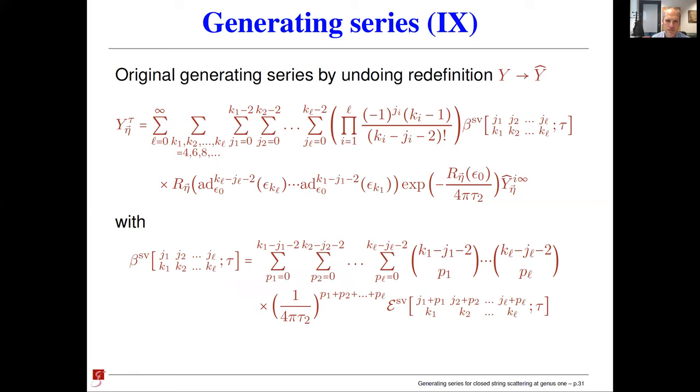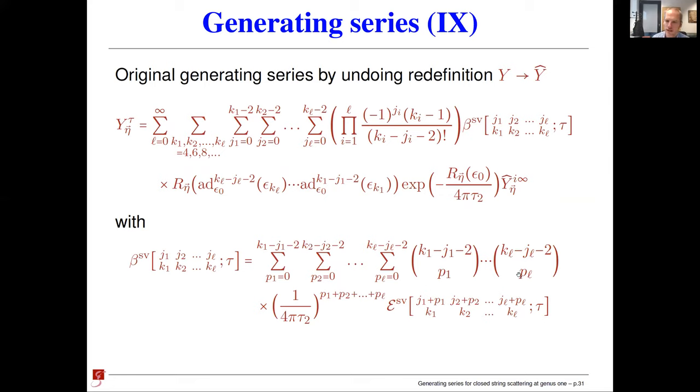Okay, remember we did this redefinition from y to y hat, but what we wanted to solve for was y, so we have to undo this redefinition. If you do this, you also get the solution for y, which is now expressed in terms of, again, the same initial values, y hat at the cusp, some operators, and now these things that were called ESV a moment ago are reorganized in a finite sort of reshuffling way, which is written down here.